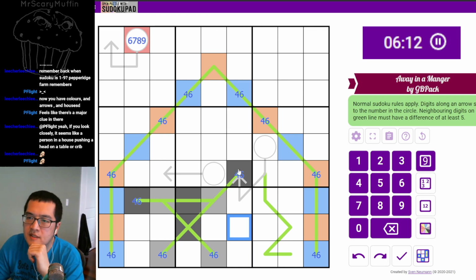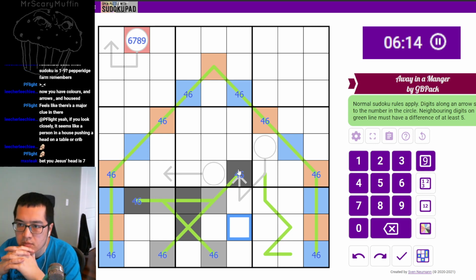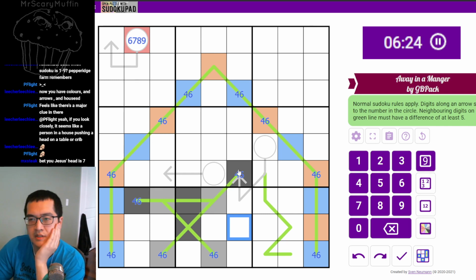Now, the other thing is because this is not a very long German Whisper line, I wonder if there even needs to be any 4s or 6s in it at all. Like, could we do it without using 4s and 6s?